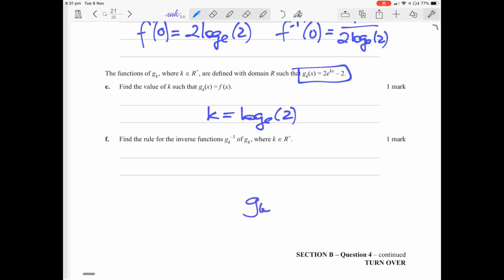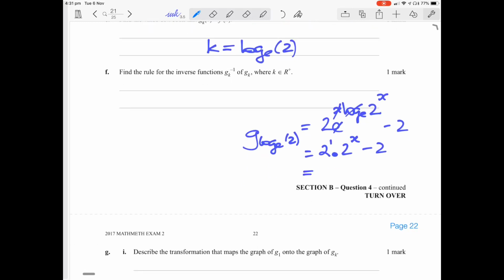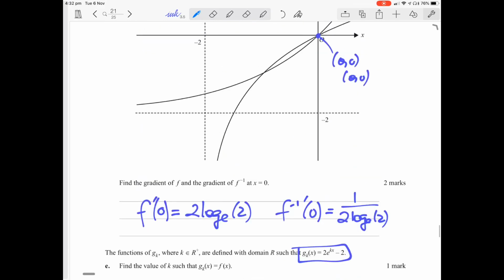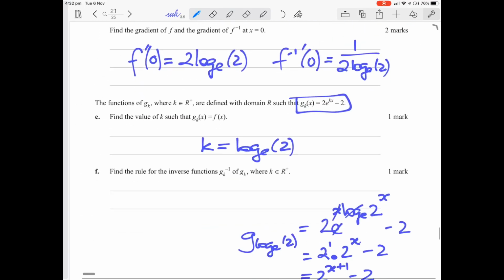g of log e 2 is 2e to the log e 2 times x, that's my x out the front instead of at the end, minus 2. I can bring my x up as a power. e to the log e cancels out, so I get 2 times 2 to the x minus 2. But we also know we can add the powers, so I get 2 to the x plus 1 minus 2, and that should be exactly what we have for f of x. But we let our CAS do the hard work for us.